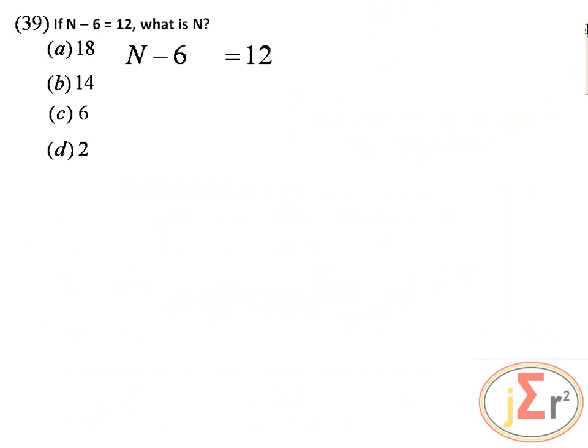If n minus 6 is equal to 12, what is n? You have a number, Jerry. When you take away 6 from that number, the number is 12. What number is that? 18. How did you get that? Because you add 12 plus 6, and that gives you 18.